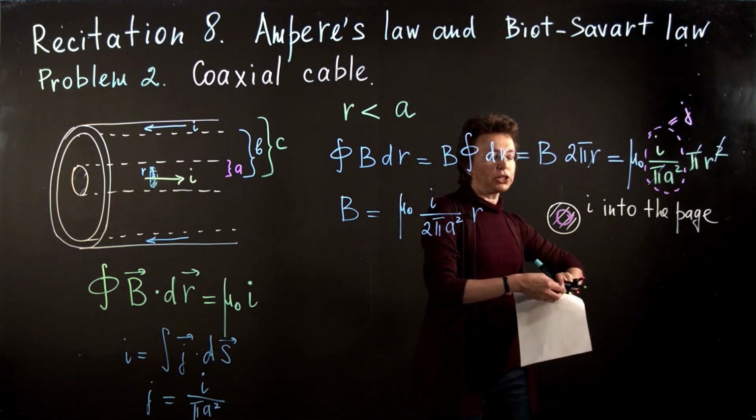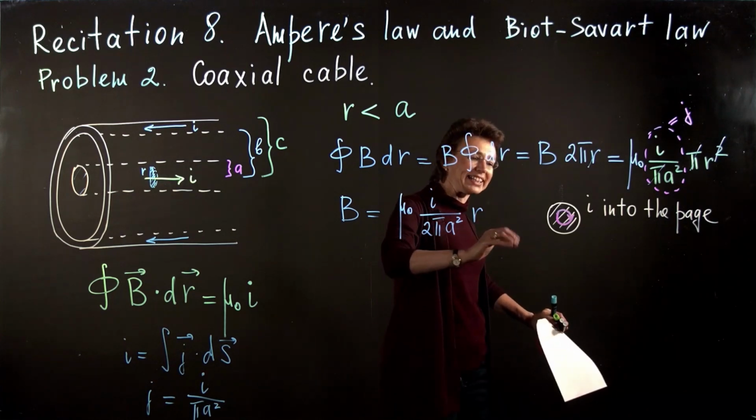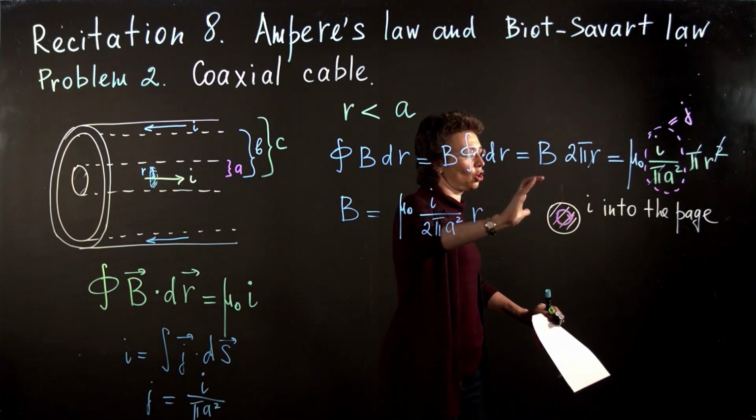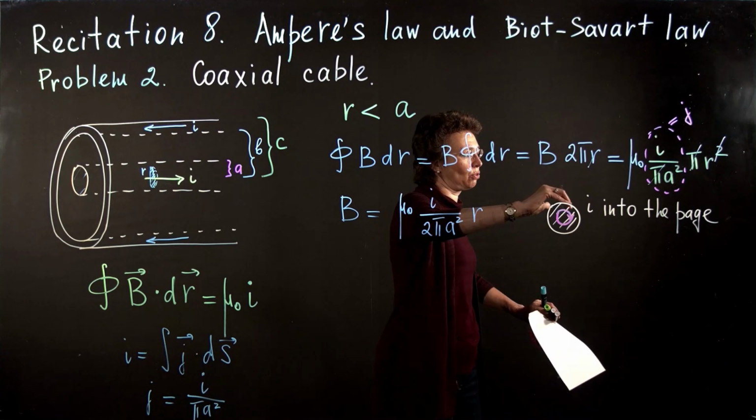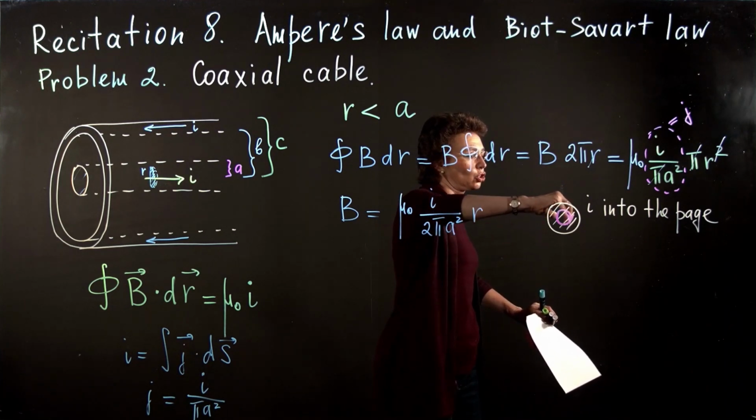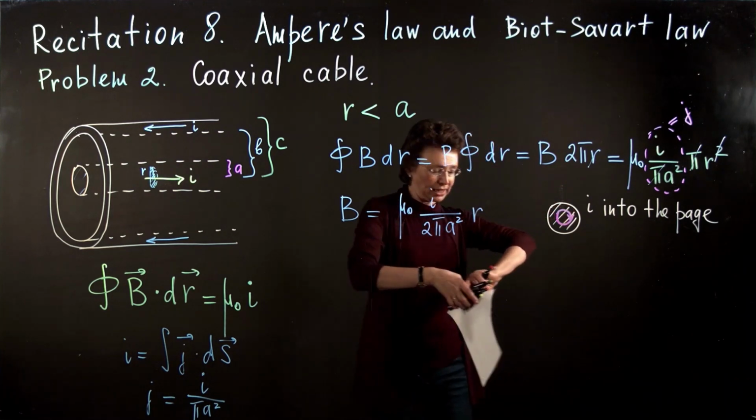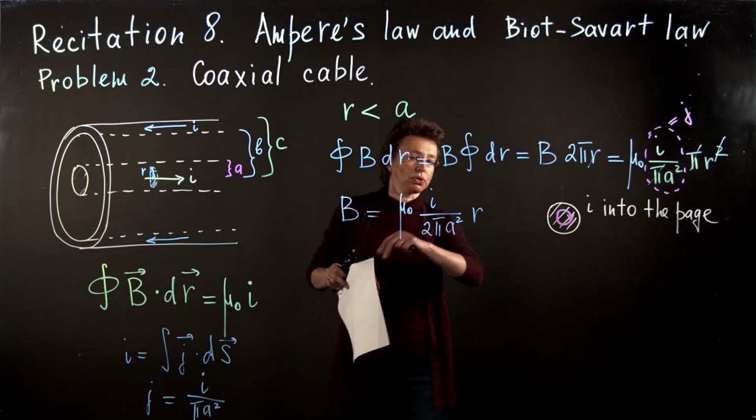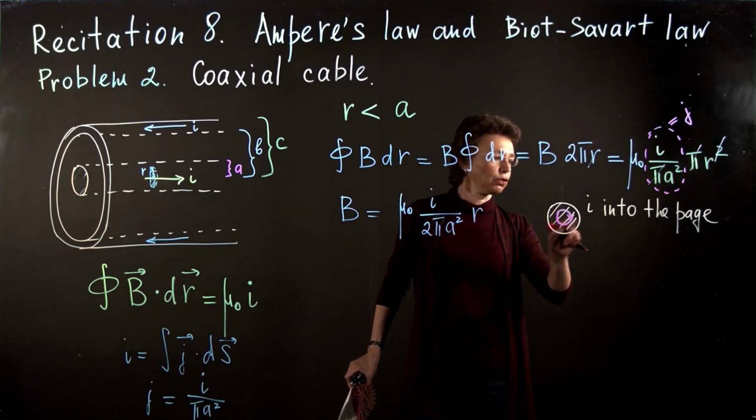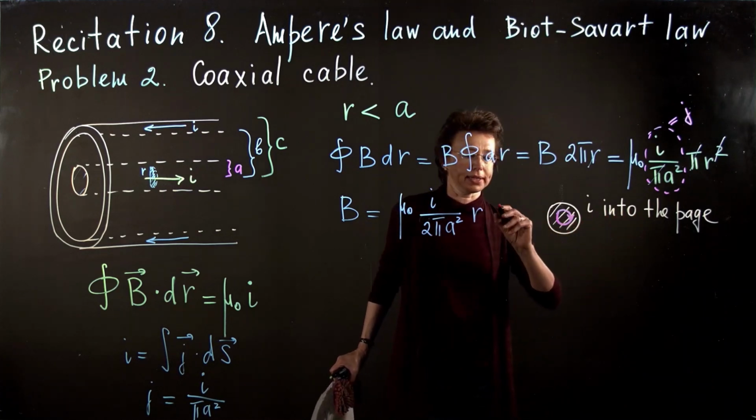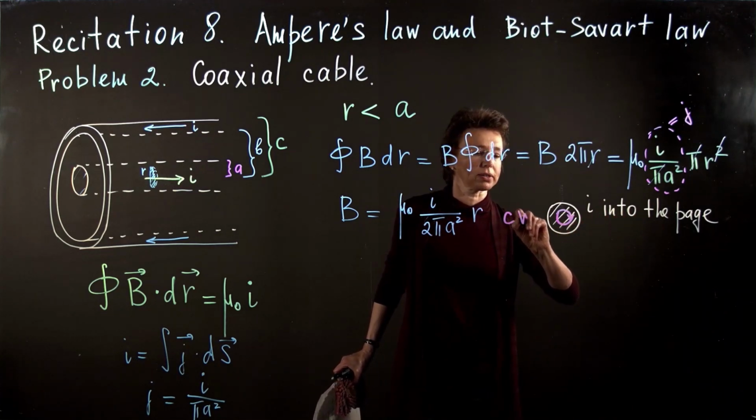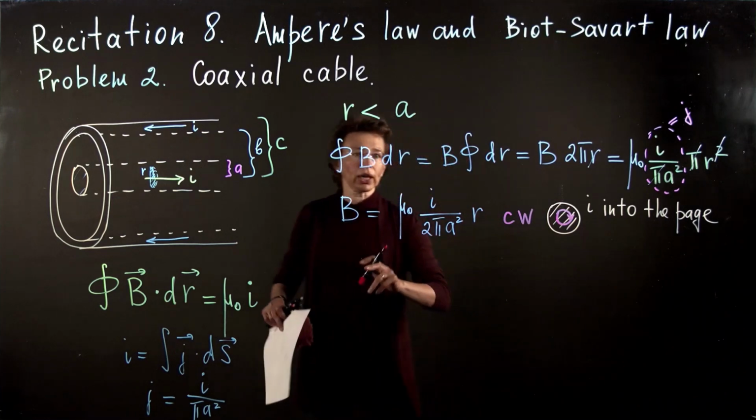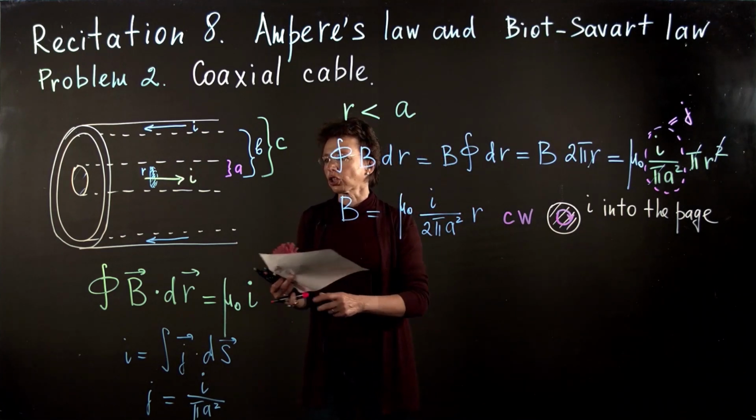One more time. You take your right hand, you put your thumb along current, and you bend your fingers, and your fingers show you the direction of the magnetic field. So we found the magnitude and the direction of the lines of the magnetic field. So in this case, I can put here clockwise. Okay, now we move to the next region.